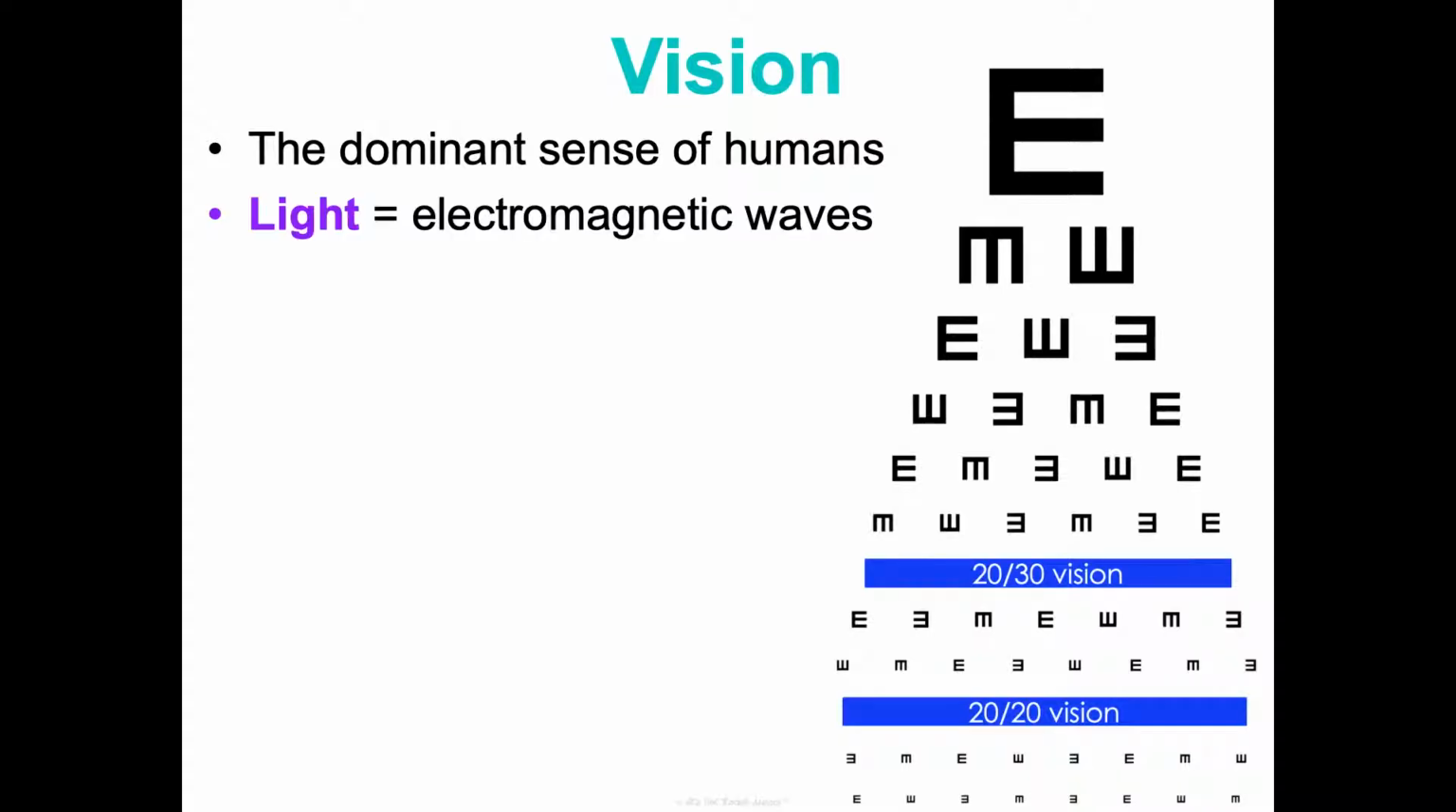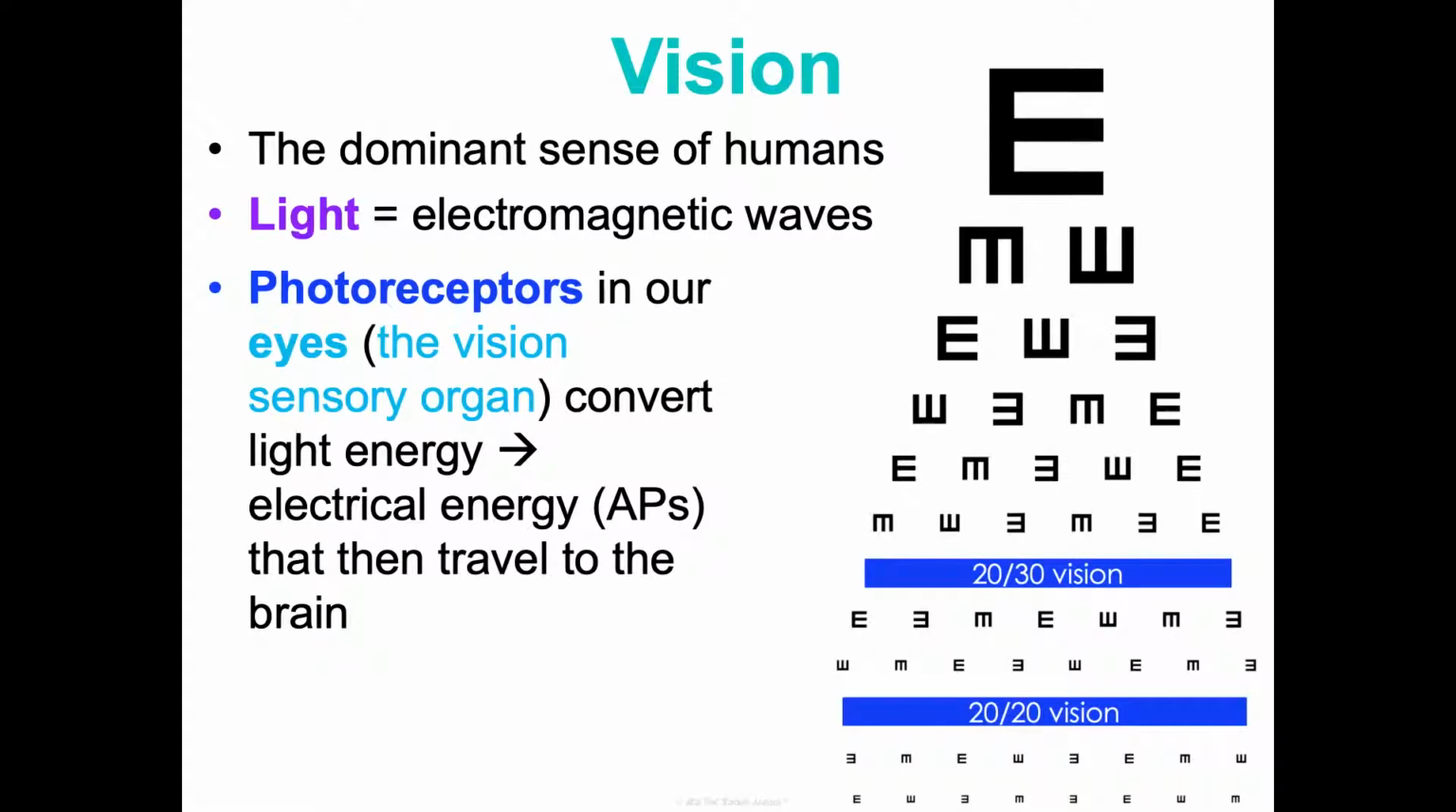This is the dominant sense of humans. Nearly 70% of our sensory receptors in our body are actually in our eyes. So hopefully you remember from physical science that light is electromagnetic waves, and we have photoreceptors in our eyes, which are your vision sensory organ, that are going to convert that light or that electromagnetic energy into electrical energy or action potentials that then travel to the brain in order to be integrated.